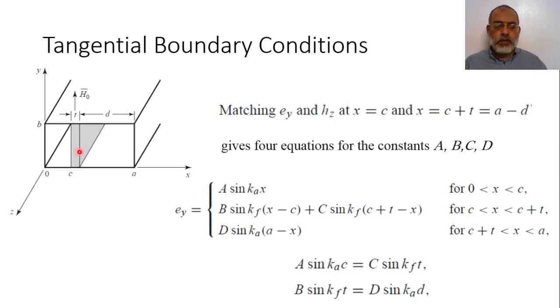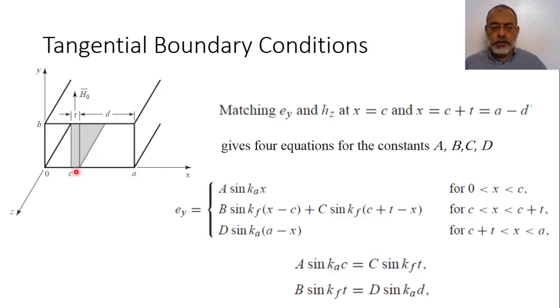So from these two boundary conditions, we can see that at x equals C, the value A sine Ka multiplied by C, which corresponds to the tangential electric field from the air side, would equal the following. Here we apply x equals C, so the first term would be 0. The second term, C plus T minus C, would be sine Kf multiplied by T. So the electric field at x equals C in the ferrite would be C multiplied by sine K ferrite multiplied by T.